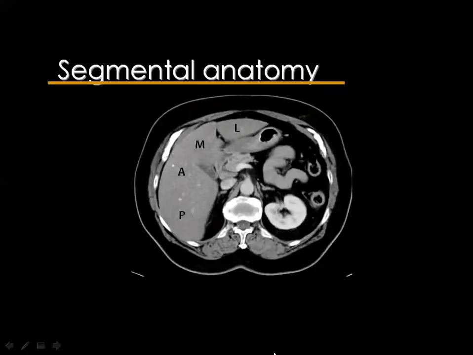I will remind you of the segmental anatomy of the liver, and you know that the liver is divided into two lobes by a line passing from the IVC to the gallbladder. Then this is the left lobe and this is the right lobe. The left lobe is further divided into two segments by the fissure of the ligamentum teres into lateral segment and medial segment, while the right lobe is divided by a horizontal line from the IVC to the chest wall into an anterior segment and a posterior segment.